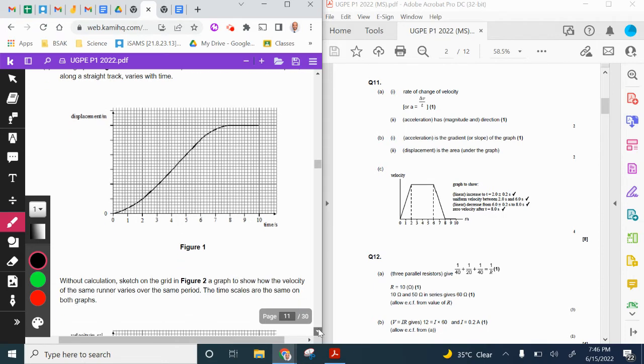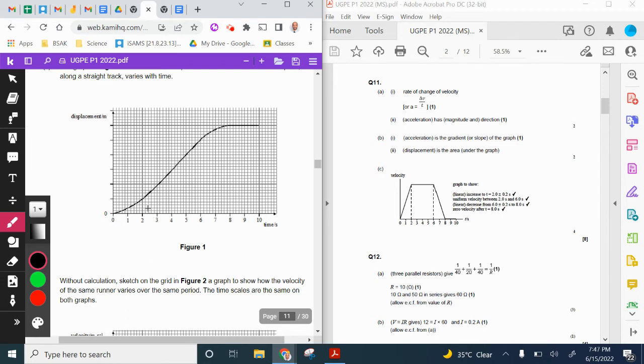Now, it says without calculation, sketch on the grid, figure 2, a graph to show how the velocity of the same runner varies over the same period of time. The time scales are the same on both graphs. So we know that from a displacement time graph, the gradient of this graph is velocity. So we are looking at the gradient.